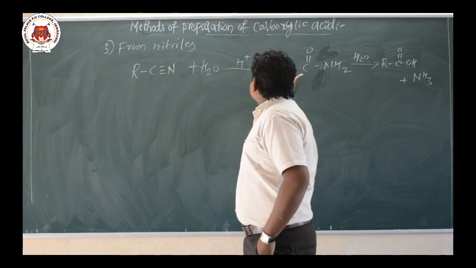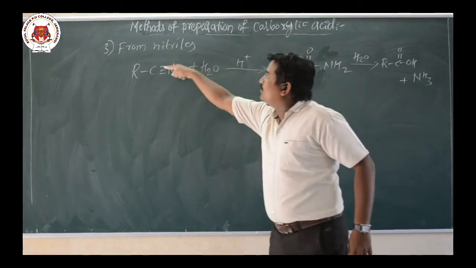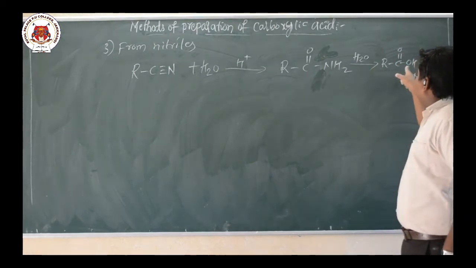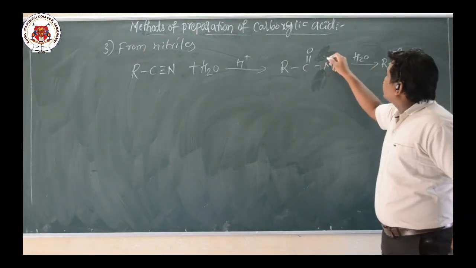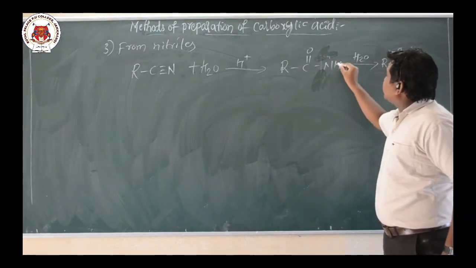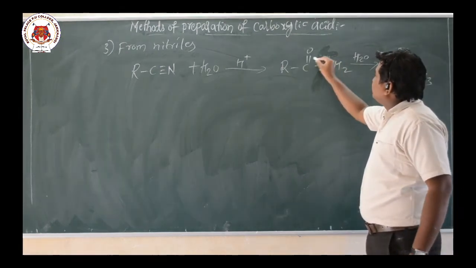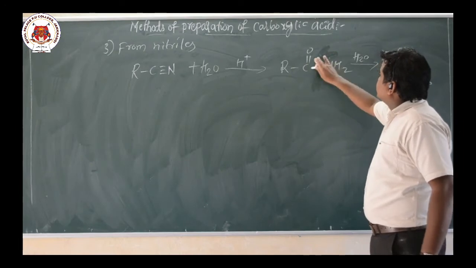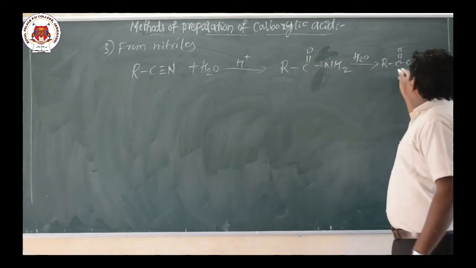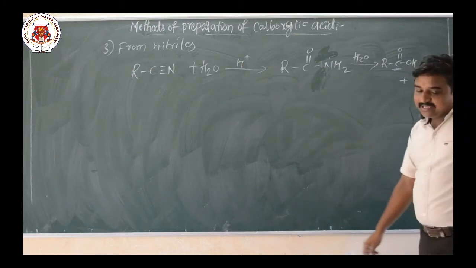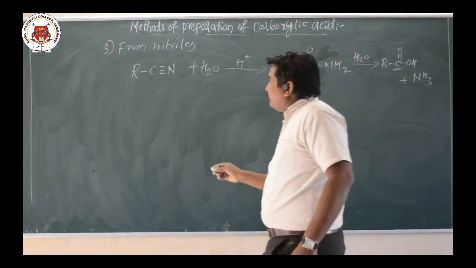So hence that will become what here? RCONH2. So that is an amide. The amide, on further hydrolysis, gives what here? Acid. As I told you, the hydrogen part adds to this side, hence that becomes NH3, and the OH part adds to this side, which becomes RCOOH. So this is the third method for the preparation of carboxylic acid. Let me take one example.